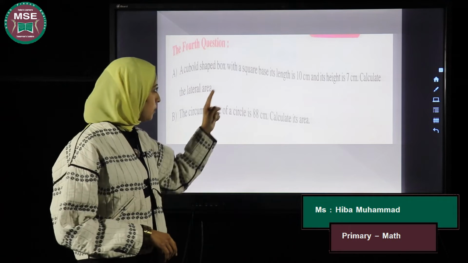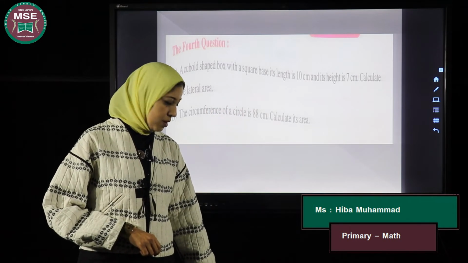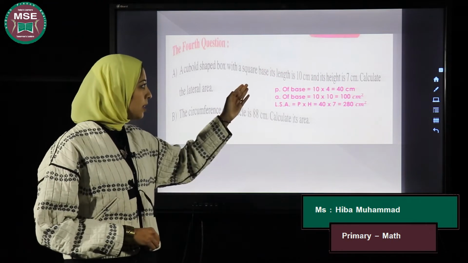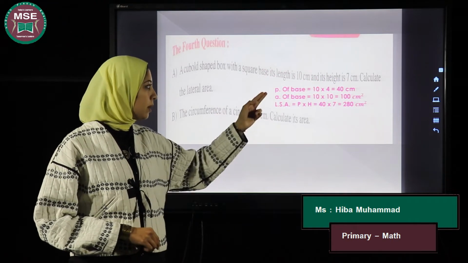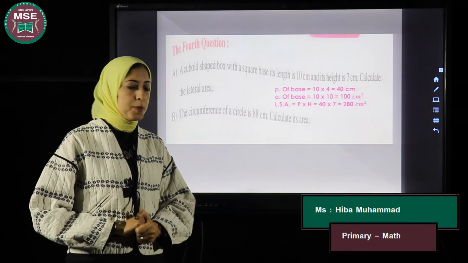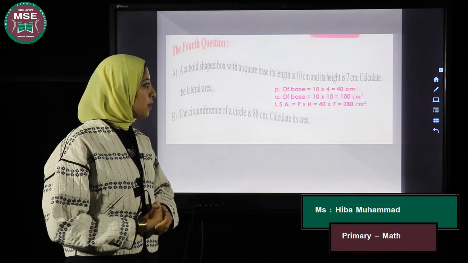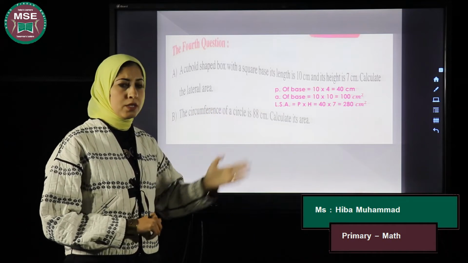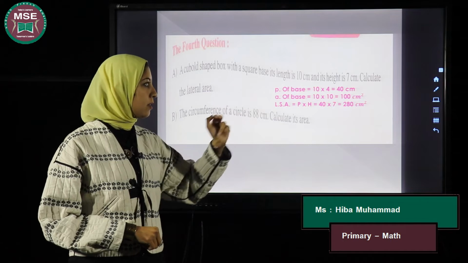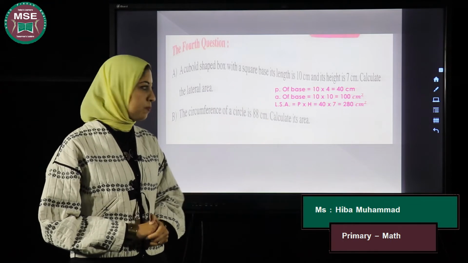Perimeter here, I have a square base, so I have to make the perimeter of the square. Perimeter of square equals side times 4. The side length here is 10, so I'll make 10 times 4 equals 40 centimeter. This is the perimeter. Then I will get the area of the base. Area of the base, again, it's a square base, so its area equals side times side. The side is 10, so I'll make 10 times 10 equals 100 centimeters square.